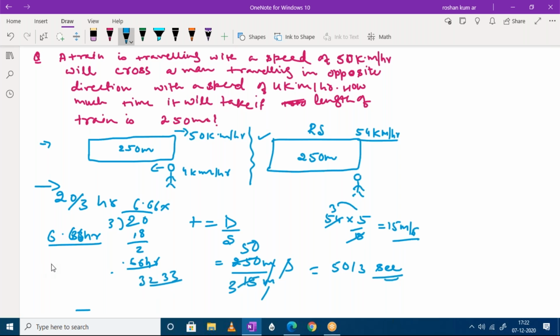But whenever we do this calculation, 2 by 3 hours into minutes is nothing but this. Convert hour into minutes and do this, which is equal to 40 minutes, which is nowhere near 32, 33, 34.